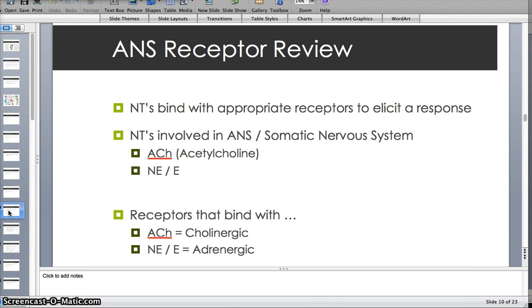So this is a concept that neurotransmitters bind to the appropriate receptors to elicit a response. So one given neurotransmitter corresponds with a given receptor, and it's kind of like that lock and key method. Okay, so the neurotransmitters that are involved in the autonomic nervous system and the somatic nervous system, part of that efferent pathway, are acetylcholine and norepinephrine. And again, to recap, the receptors that bind with acetylcholine we call cholinergic, and those that bind with norepinephrine or epinephrine we call adrenergic.